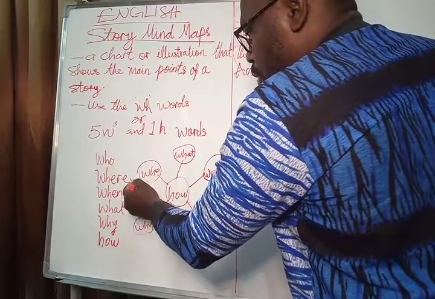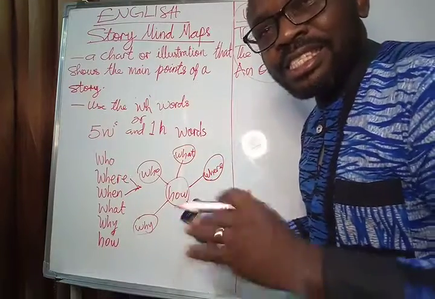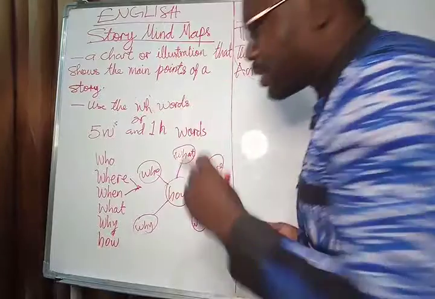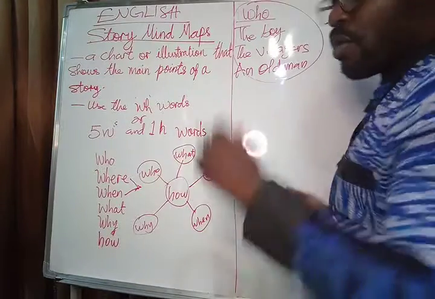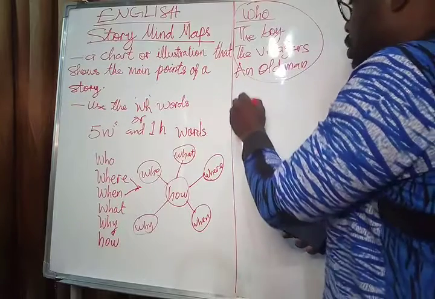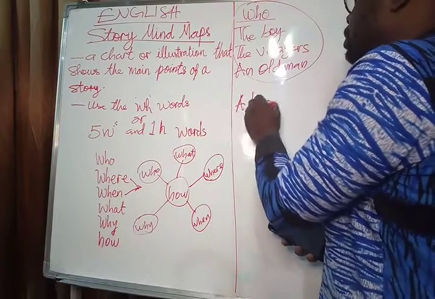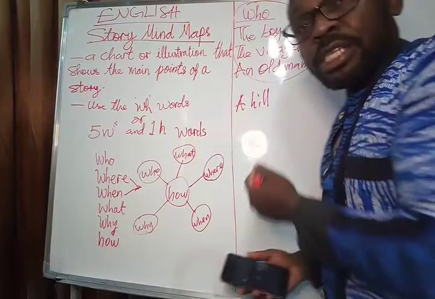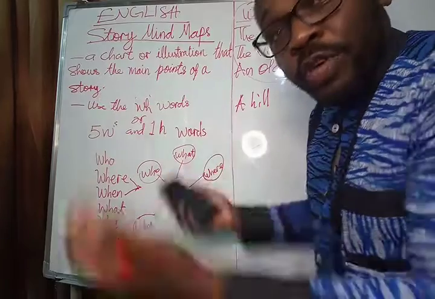When you talk about when and where, it talks about the setting of the story, where and when the story takes place. Let's begin with where. Where did the story take place? Where was the boy? The boy was on a hill. Okay, a hill. The fact that they were villagers means that there was a village.